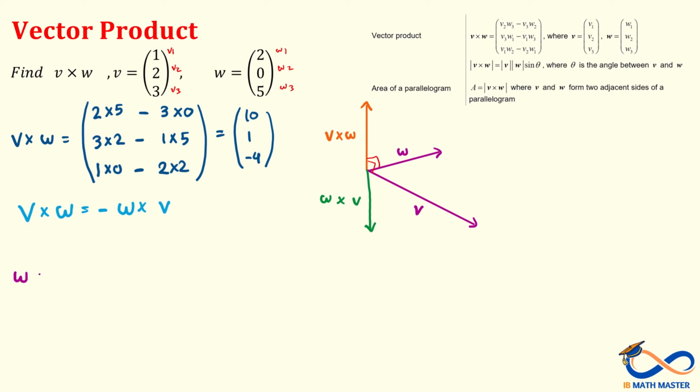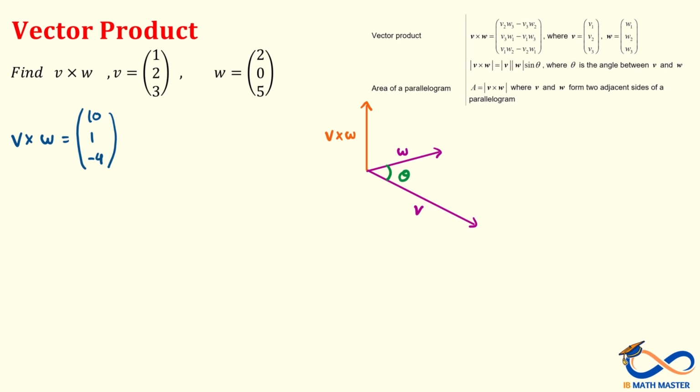So here, w multiplied by v will be the opposite direction of this vector 10, 1, negative 4. So we multiply these by negative 1. We will have negative 10, negative 1, and here negative 4, if you multiply it by negative 1, it will be positive 4. Now let's connect the vector product to geometry.